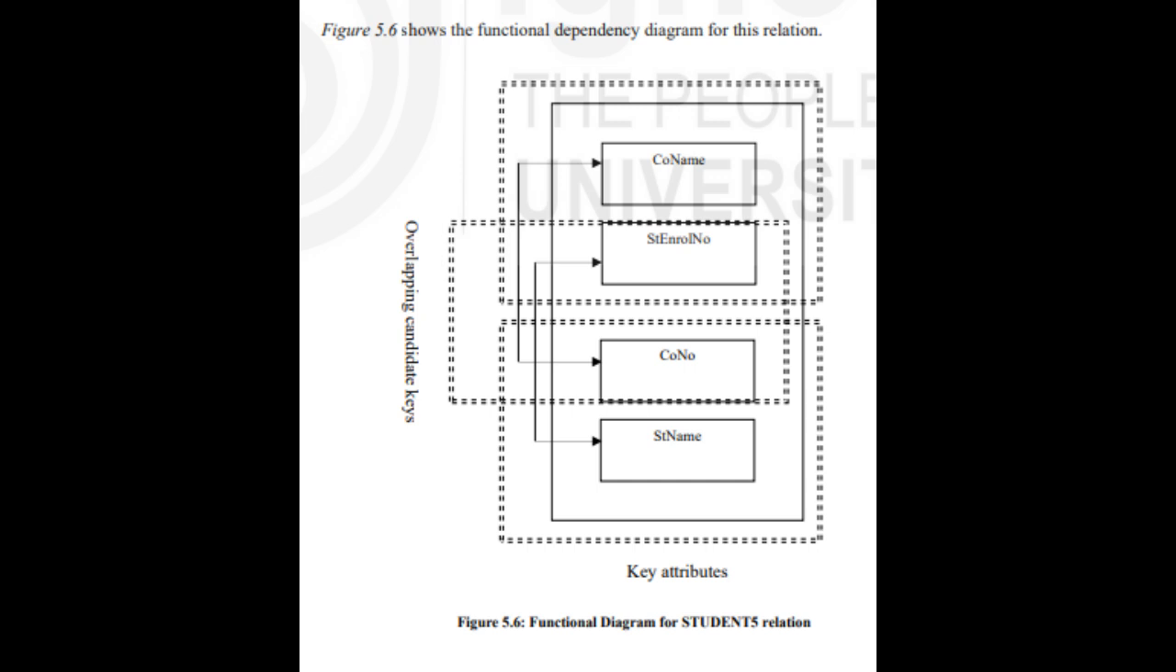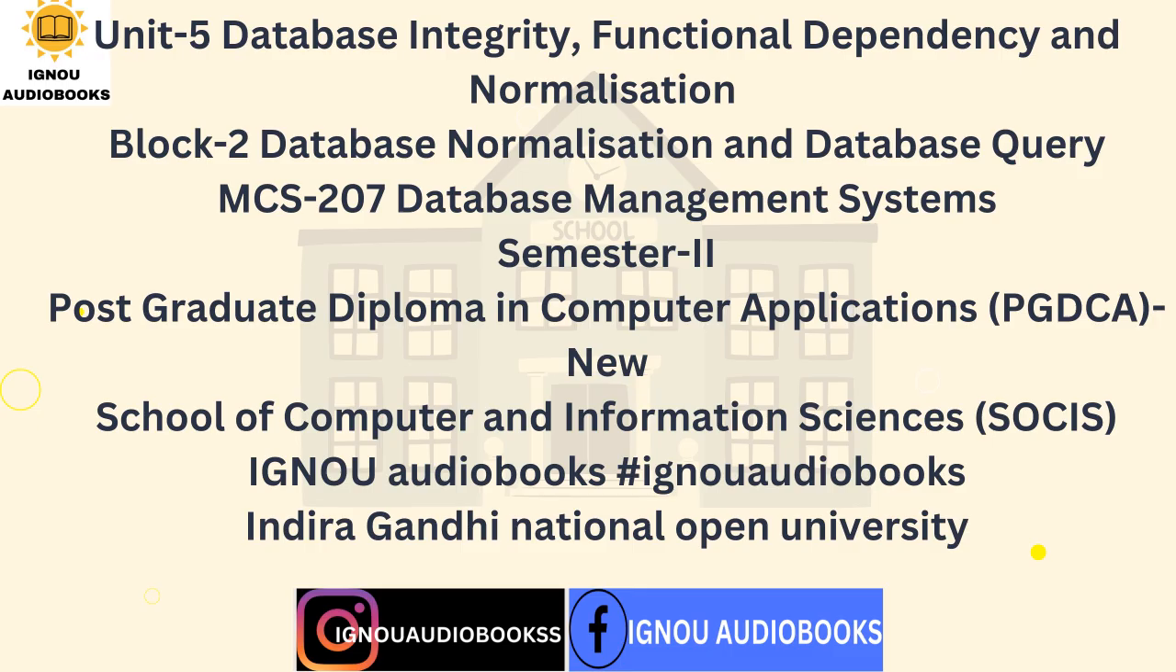Thus, the relation student in 3NF would be: student1 (stud_enroll_no, stud_name, stud_address), course (CONO, CONAME, co_instructor), INST (co_instructor, in_office), course_student (stud_enroll_no, CONO). The 3NF is usually quite adequate for most relational database designs. There are, however, some situations where a relation may be in 3NF but have anomalies.